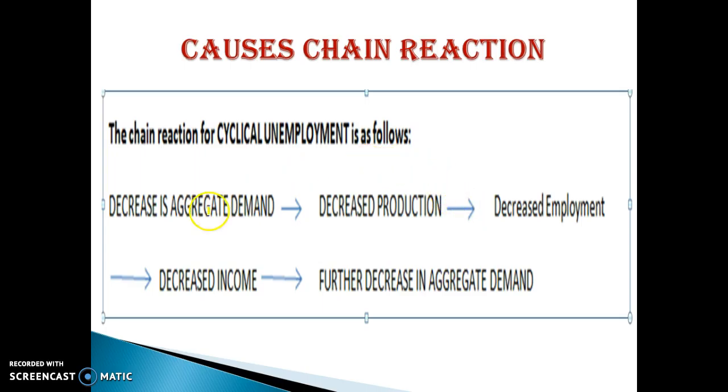Sorry for the bad print screen, but decrease in demand, decrease in production, decreased employment, decreased income. And because people have less income, they spend less, and sort of the multiplier effect, that leads to even further decrease in aggregate demand. But this is what we want to avoid. This is what's associated with recessions and depressions and really weak demand side conditions.